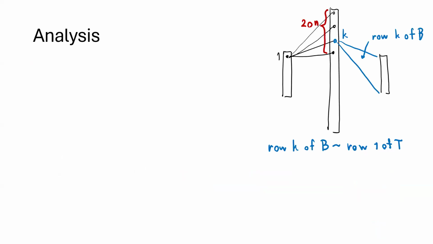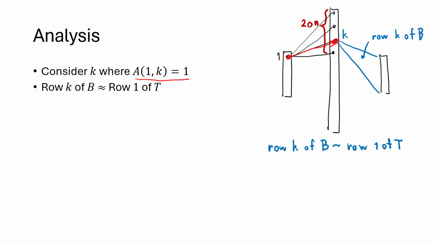Okay, let's analyze this. Consider one node K here, such that I connect from 1 to K. The fact that I connect from 1 to K means that the Kth row of B is similar to the first row of T. It means that maybe most of the edges are going in this way. Not most, but it's correlated in a good way.